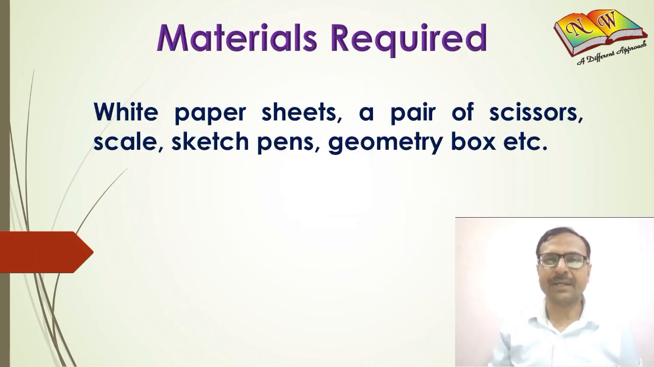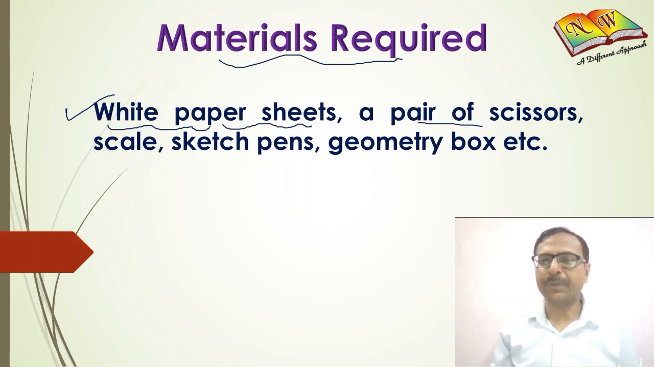To perform this activity, we need some material, and the first and the most important one is colored sheets of paper, or you can pick up white paper sheets and color them. A pair of scissors for the cutting work, scale, sketch pens and geometry box. These are routine material which are required to perform this activity. So let's see how we can perform this activity of convex and concave polygons.